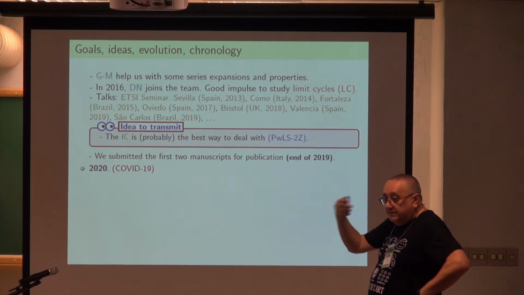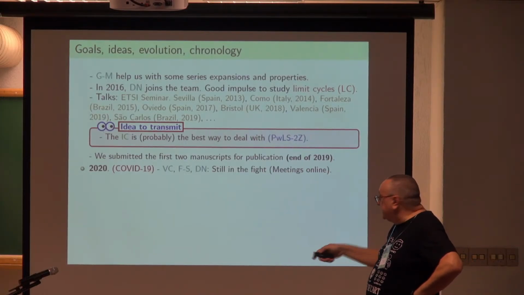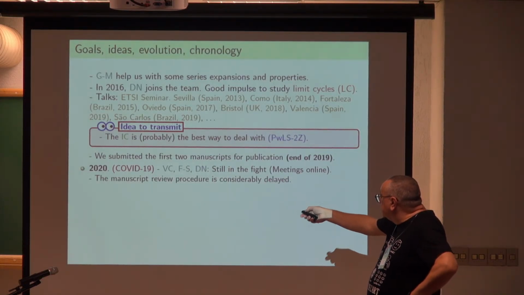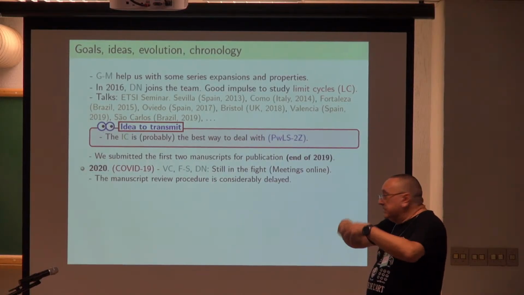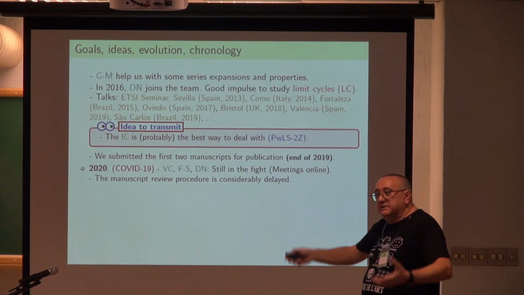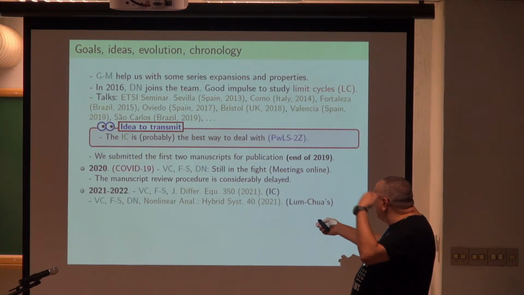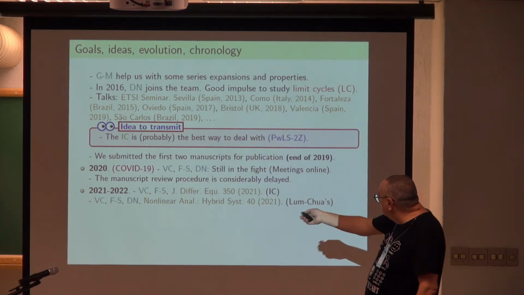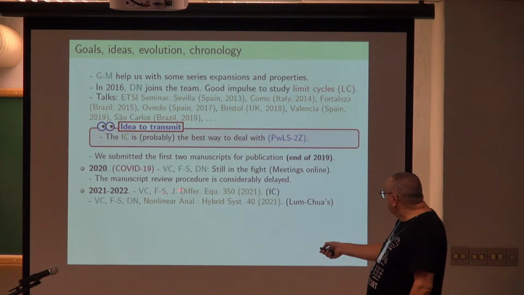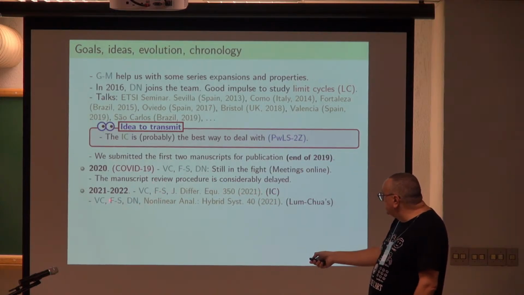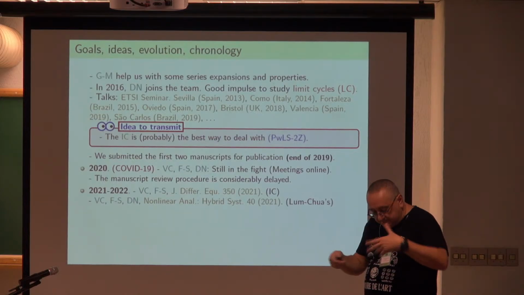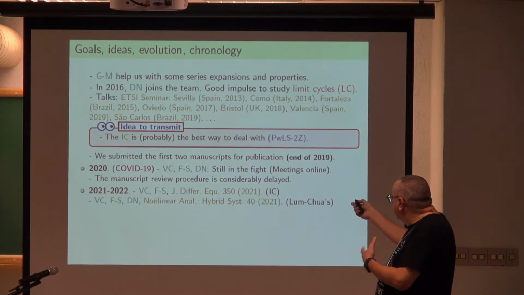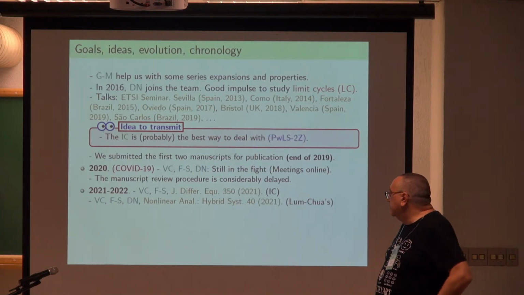2020, COVID, we were still working on this, but obviously meeting online. Something that perhaps you noticed is that the review procedure was considerably delayed, so we had to wait for another year to publish these two first manuscripts. In the first one, we described the integral characterization, and in the second one, with a simple proof, we were able to prove again the Bloom-Schwarz conjecture.